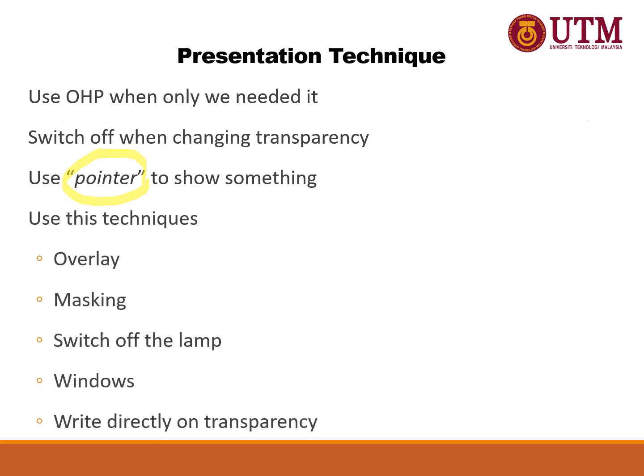And there are more techniques that we needed to be aware of. For example, using the overlay, masking, switching off the lamp, closing all windows of the room to make it as dark as we can, and then finally writing directly on the transparency. Whatever you write on the transparency, you are going to see on the screen.